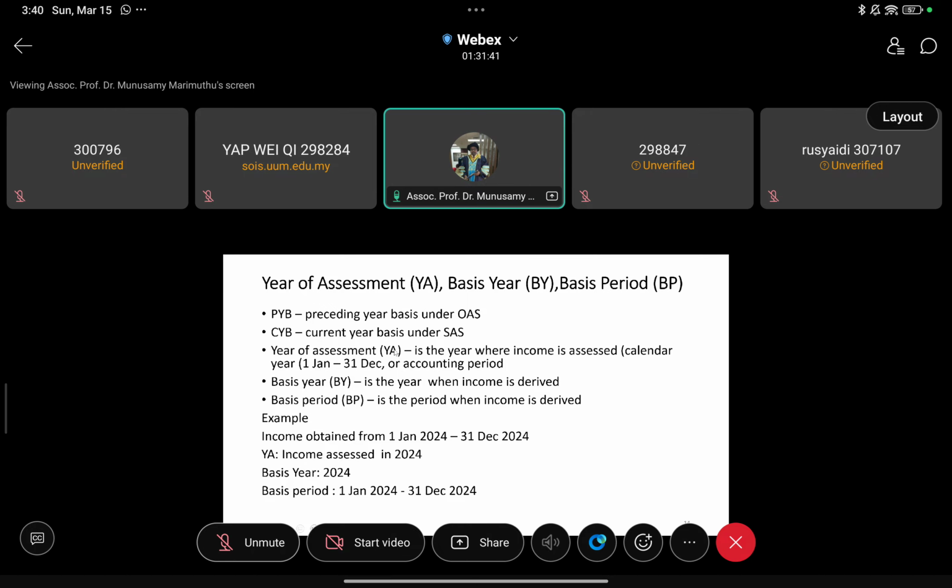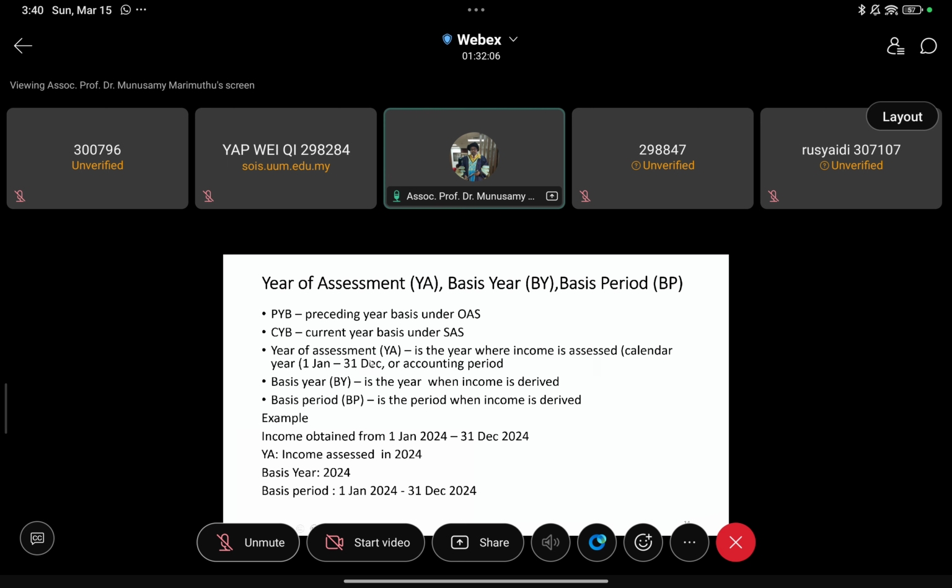Remember, for an individual, all income from 1st January to 31st December will be taxable. Not accounting period. For an individual, from 1st January to 31st December is the year where the income is assessed. What's the year of assessment? It is the year the income is assessed using the calendar year. That means 31st December. Very important, calendar year.